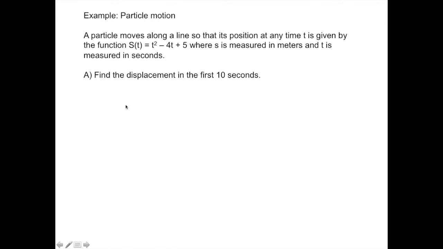So let's start with that first question, displacement for the first 10 seconds. That phrase, the first 10 seconds, implies that we're starting at t equals 0 and ending at t equals 10. So this displacement is the final position minus the initial position. There's no calculus involved at all. We just need to know what our position is at 10 and what our position is at 0 and subtract them.